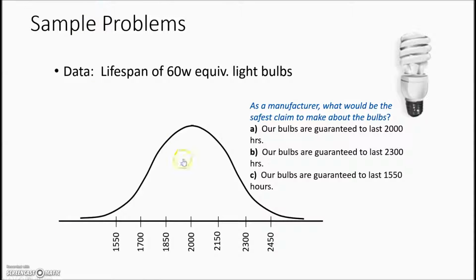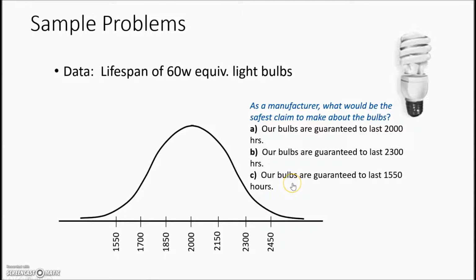If they're not wanting to pay out for a large portion of these bulbs, at 2,000, because 2,000 is the mean, it means half of the bulbs will not reach that life expectancy. 2,300 is even greater, which means there'd be a larger number of bulbs that would not make that. This company would be responsible for replacing a lot of bulbs, certainly over 50%.